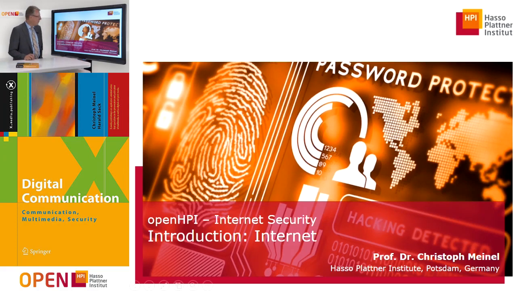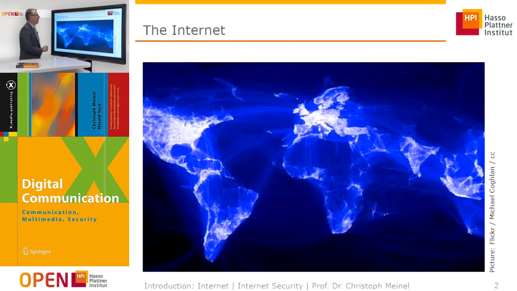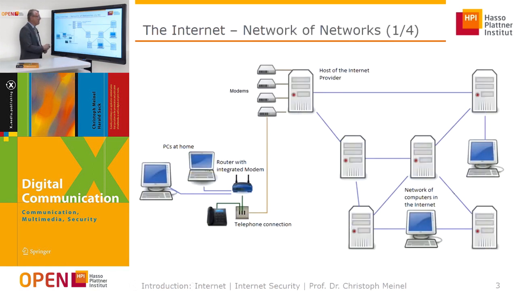Let's start with a short view on the internet. The internet, this global phenomenon which interconnects all parts of the world. People on all parts, with the Internet of Things, also machines and objects. How does it work? I already mentioned that the internet is a network of networks.